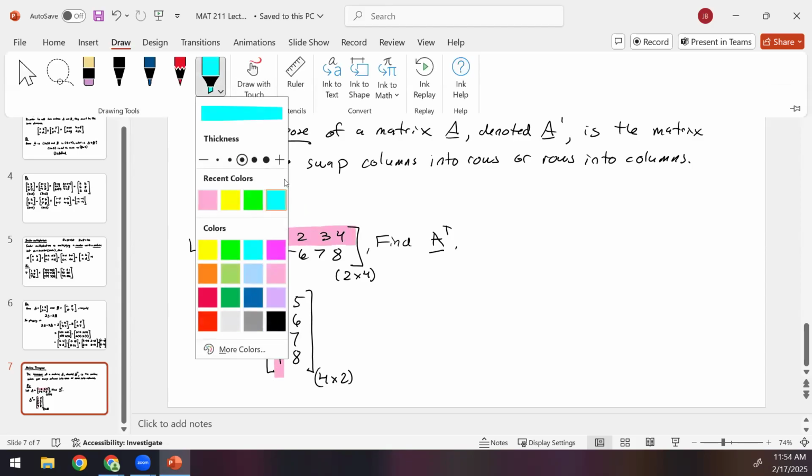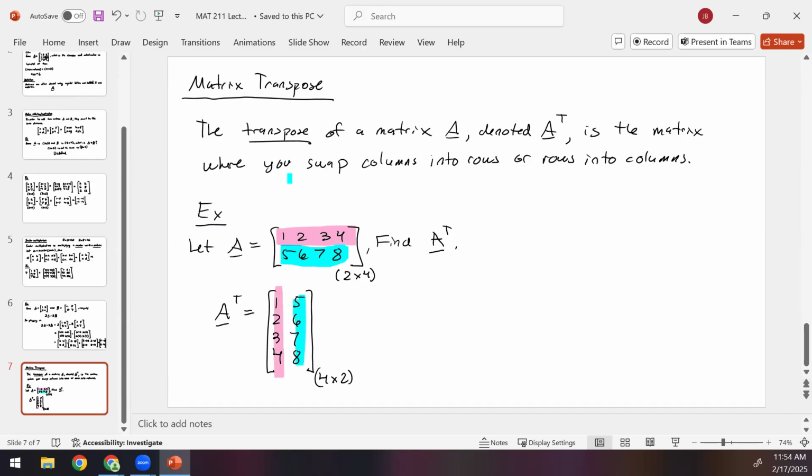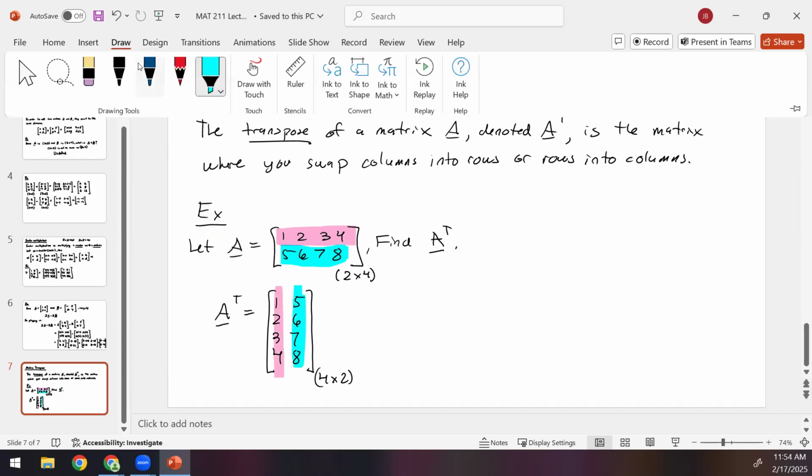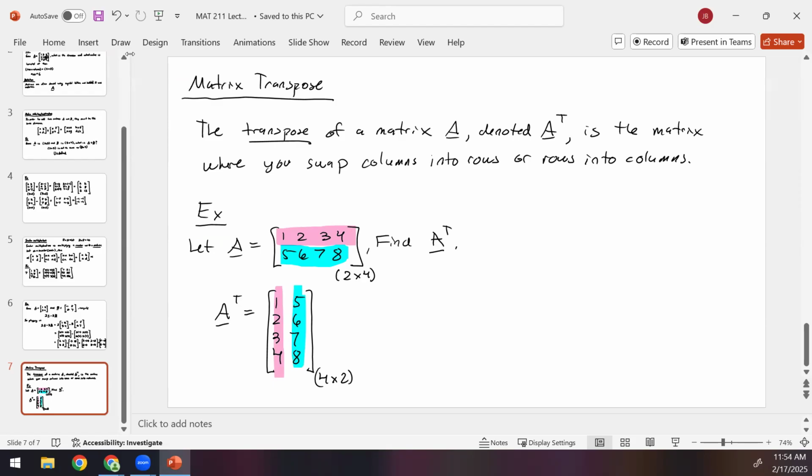And that's how you take the transpose. Now, are you going to do the transpose a lot? Not really. But it's something that's very useful in linear algebra, like really, really useful. So see, note that an m by n matrix becomes n by m. It swaps the dimensions. They become the opposite of each other.